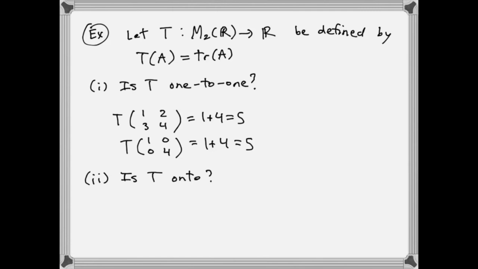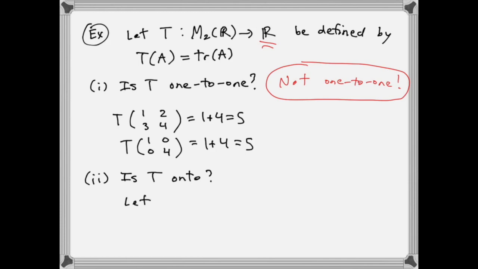So the answer is not 1-to-1. Now, is T onto? Well, is it possible to get every single real number using a matrix to get its trace? The answer is yes. Okay, look, take any real number you want. Let's call it C.